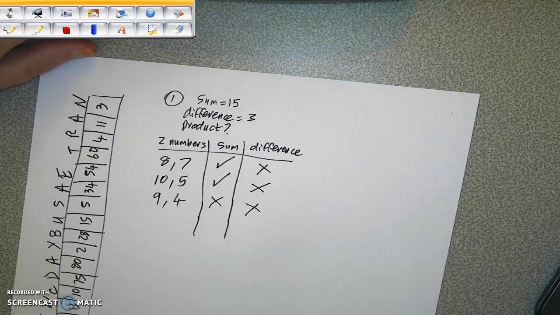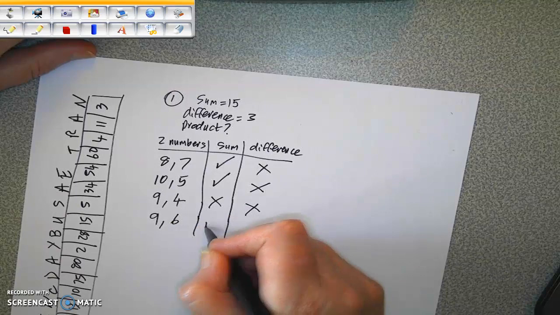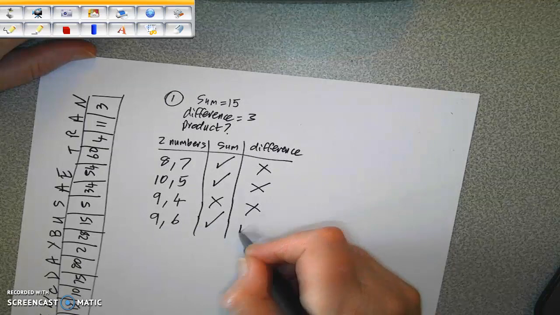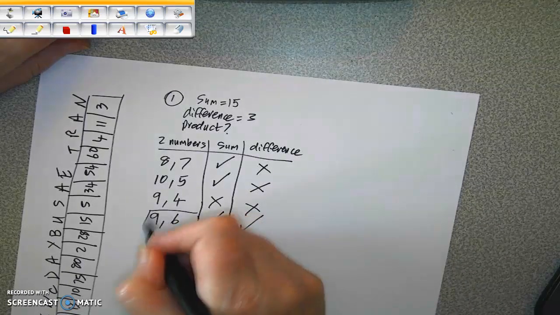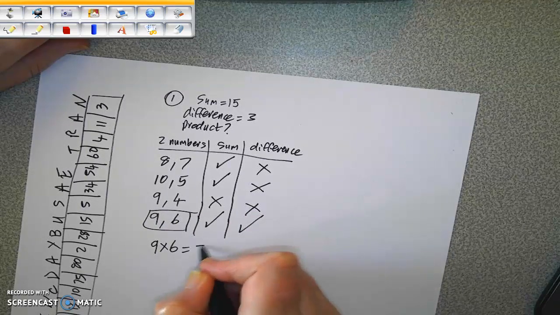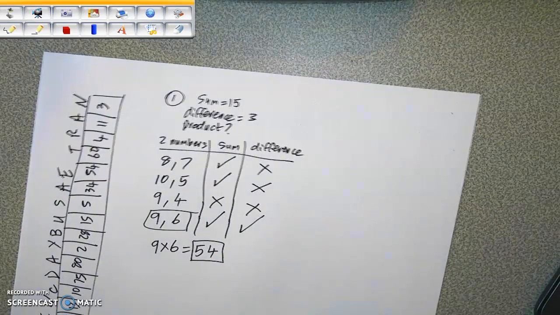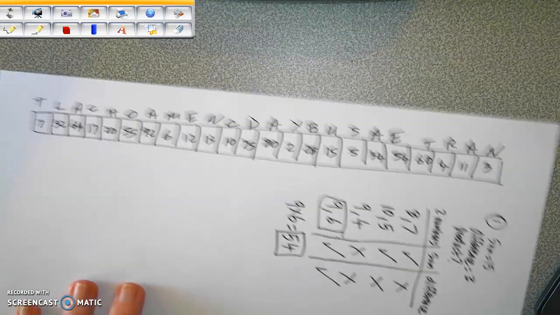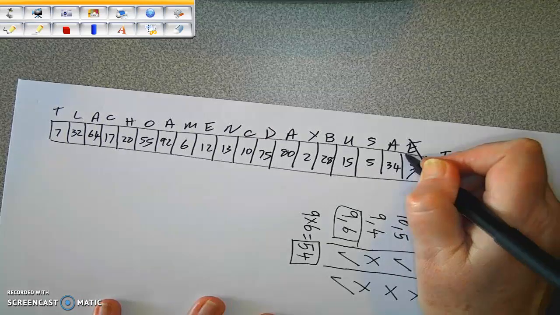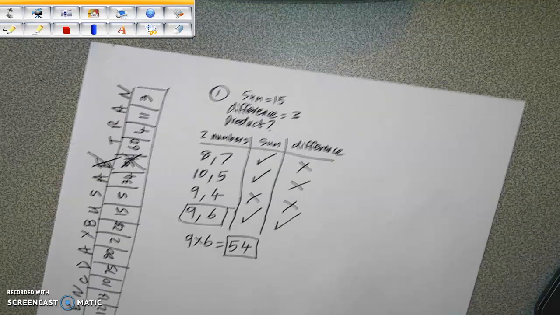Let's try another one. 9 and what number adds to 15? 9 and 6. They add to 15, and their difference, if you subtract 6 from 9, you get 3. Good, so we found the numbers. Those are our numbers. And then they want to know the product. Product means multiply. 9 times 6 is 54. So I am going to look for 54 in the chart. I'm turning it sideways, and I'm looking for 54. There it is. So I'm going to cross out the 54 and cross out the E that goes with it. And then you move on to the next question.